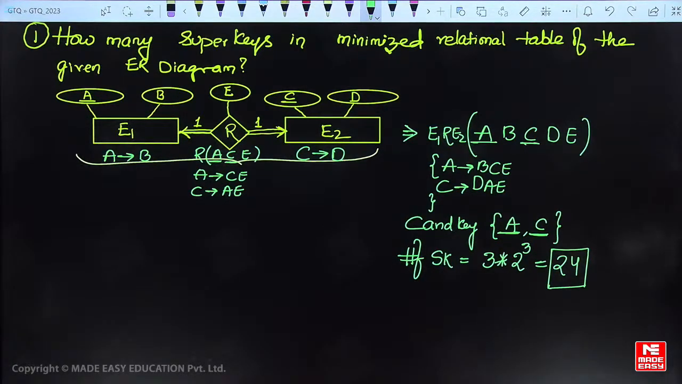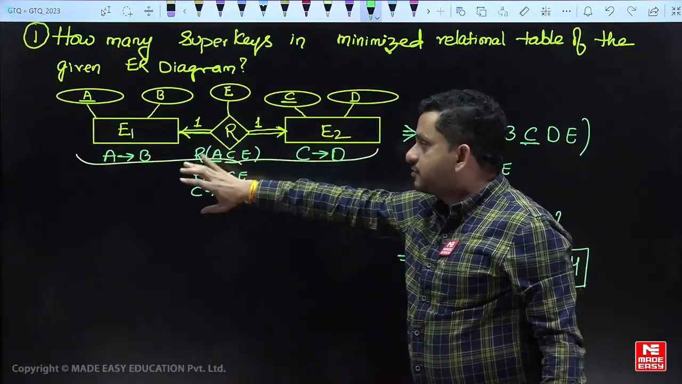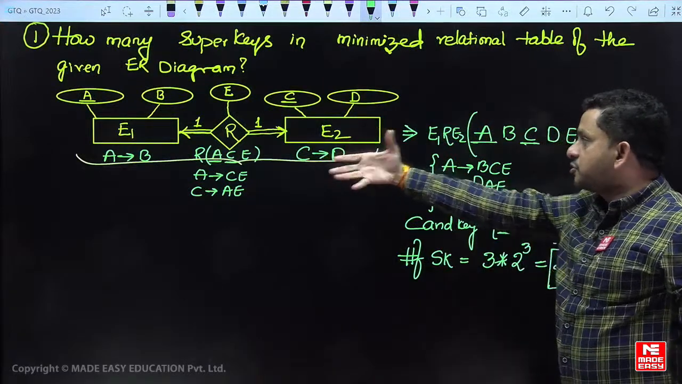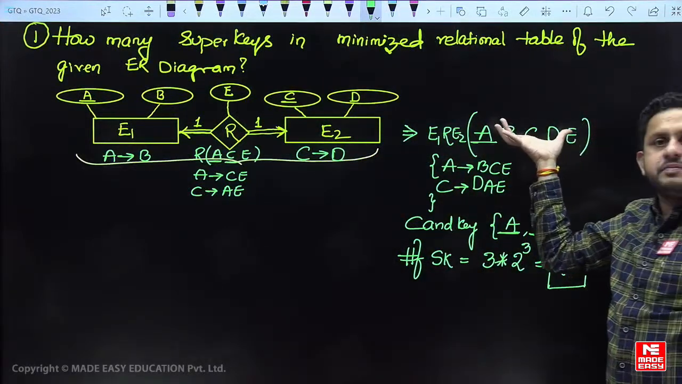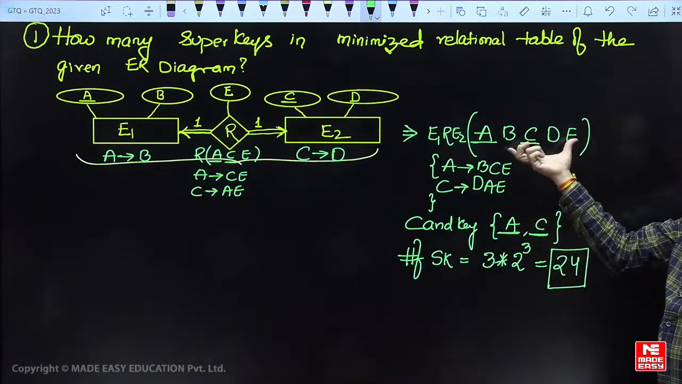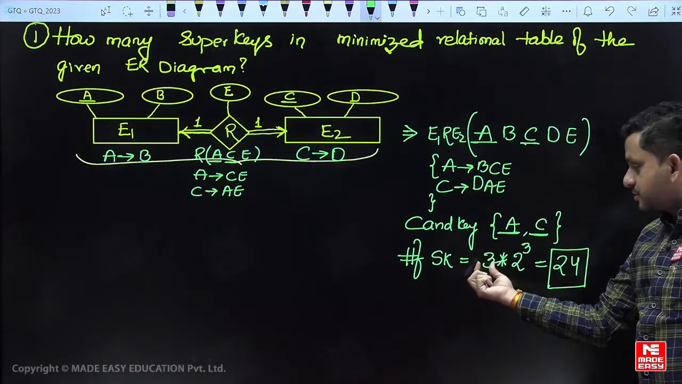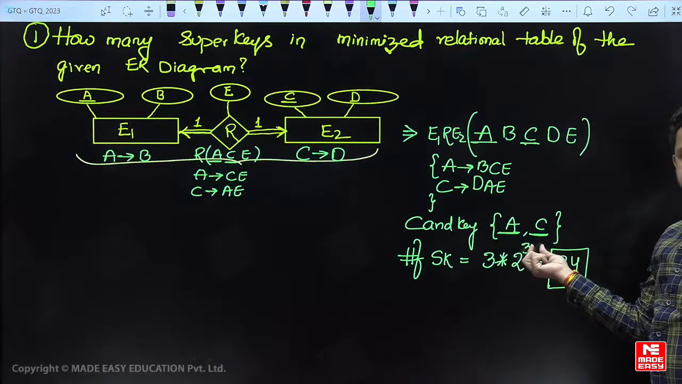Very good. The majority gave 24, some gave only 8. So, the ER diagram is given, and based on the mapping and the attribute set, we need to see the functional dependencies. Once you convert into an RDBMS table, one single table is required. For this relation, there are 2 candidate keys and 5 attributes, and 3 is the number of super keys among the prime attributes, multiplied with 2 power the number of non-prime attributes.